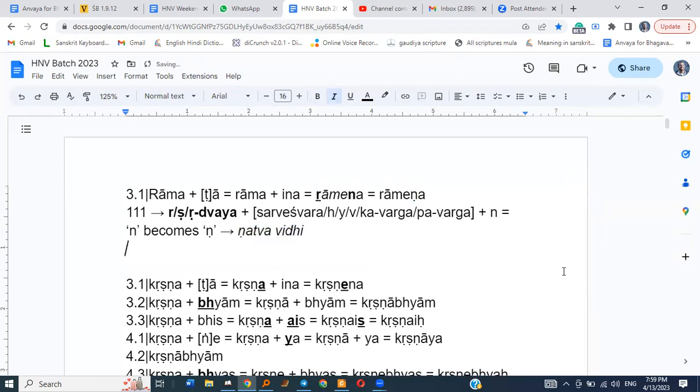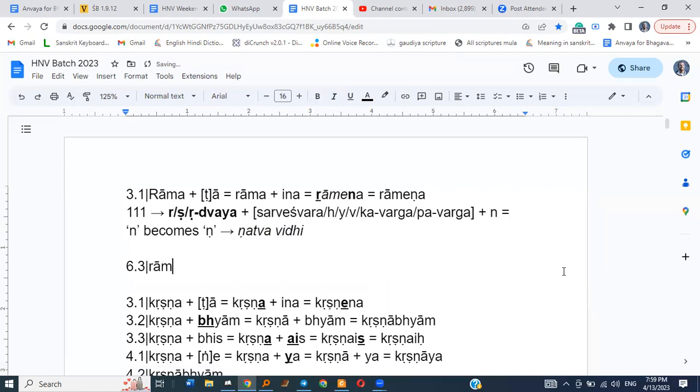Similarly, if you do 6-3, you get the same, like Rama Nam. There also this Na changes to Na by the same sutra. So we get Rama Nam. This is the only difference. Otherwise, it's not a difference, it's like an addition to what we did with the Krishna Shabda. That's all.